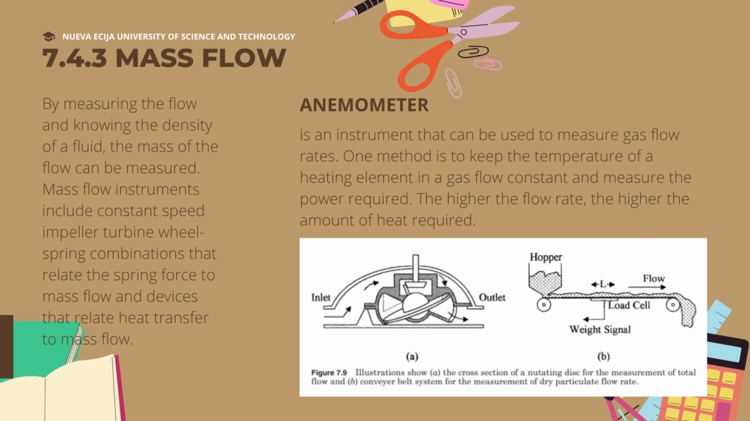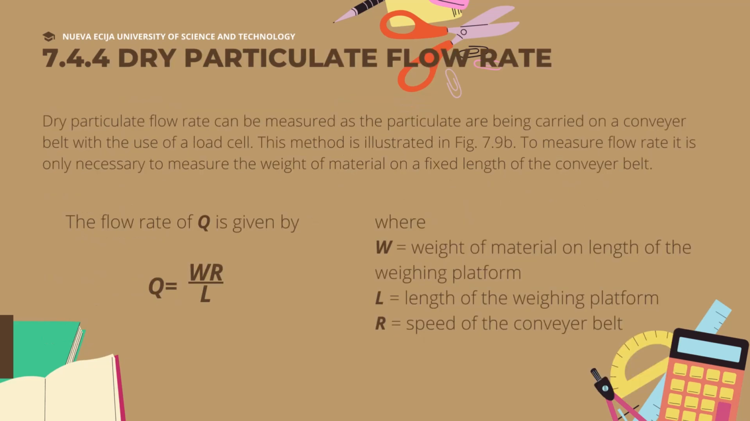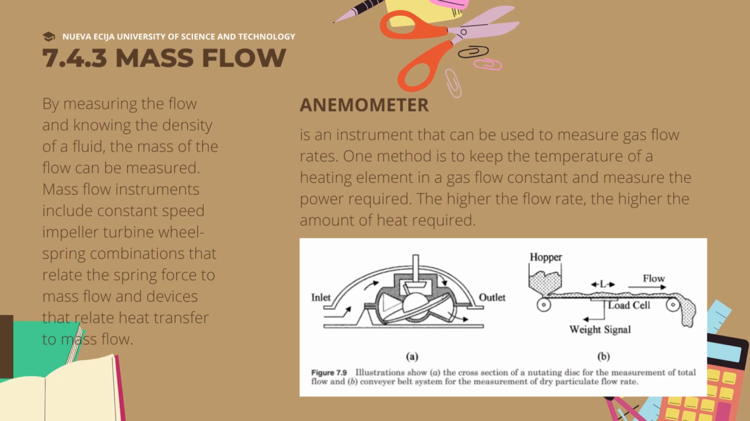Moving on dun sa may formula, sa 7.4.4, dry particulate flow rate. So, ano ba yung dry particulate flow rate? Dry particulate flow rate can be measured as the particulate are being carried on a conveyor belt with the use of a load cell. This method is illustrated in figure 7.9b, yung kaninang picture. Yung pangalawa, ayan.